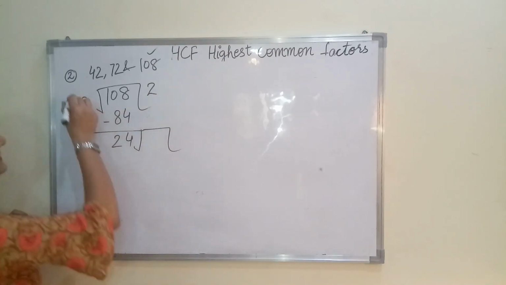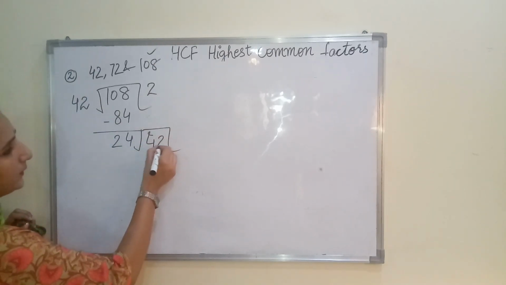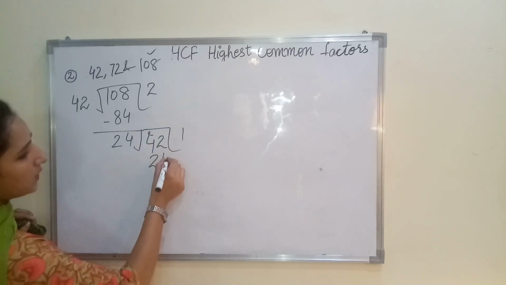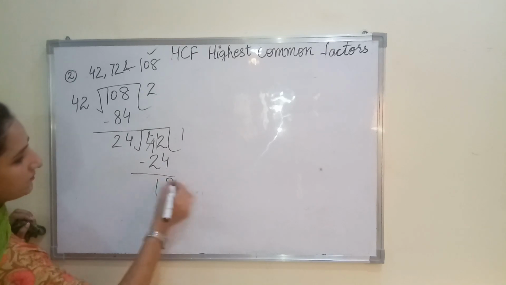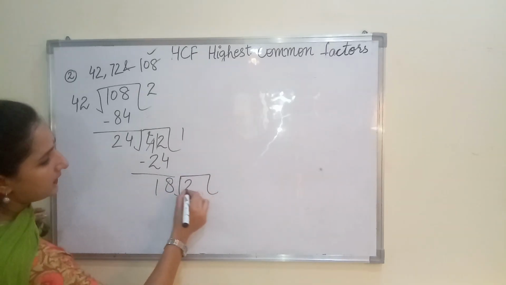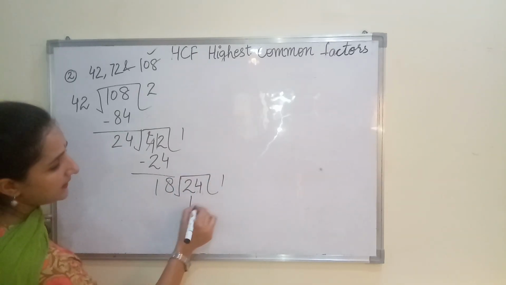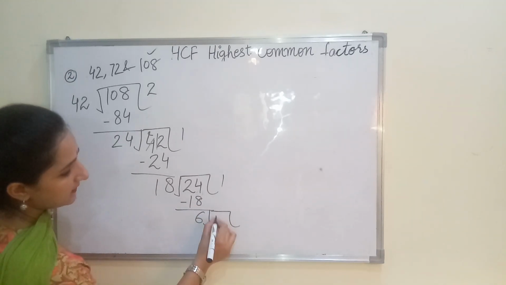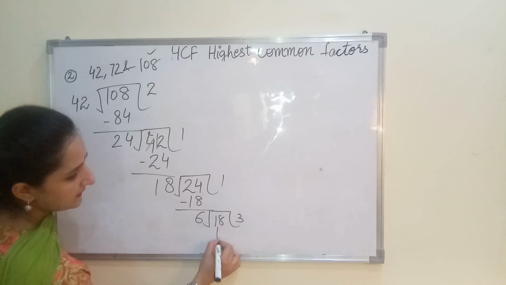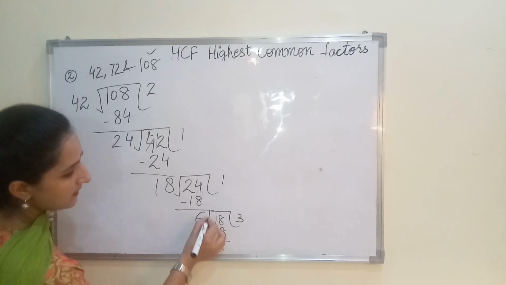Now the divisor becomes dividend. 24 1s are 24. Now again you have to subtract 42 minus 24, 18. Fine. Again you have to write down 24. 18 1s are 18. After subtracting you get 6 and then 6 3s are 18. Fine. So आपके पास क्या आया, 6.